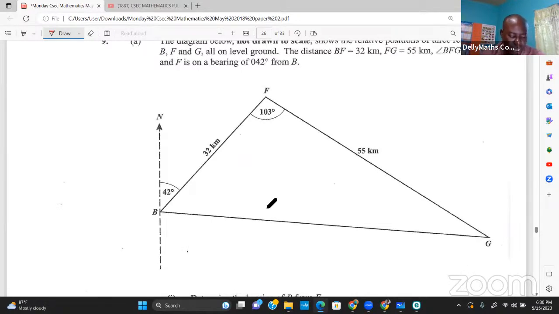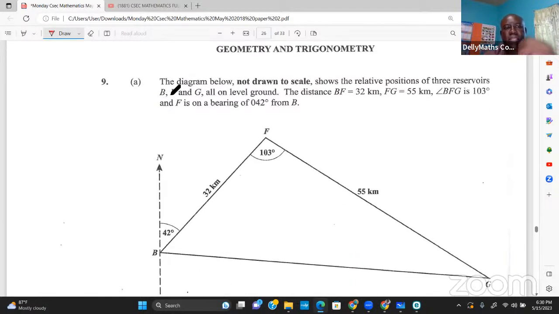Now, let's go. Here are the questions. It says here, the diagram below, not drawn to scale, shows the relative positions of 3 reservoirs, B, F, and G, all on level ground. The distance BF is 32 km, FG is 55, and the angle BFG is 103. And we're seeing those on the diagram. F is on a bearing of 42 degrees from B. It's on the diagram. So the diagram is well labeled and everything.